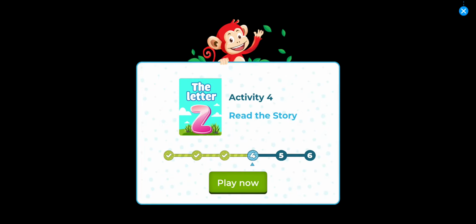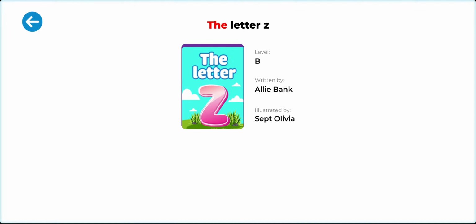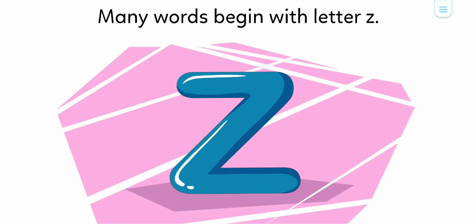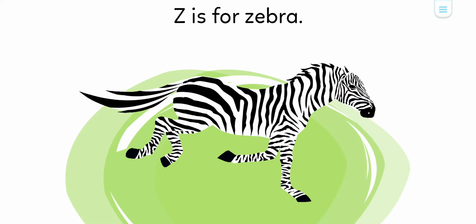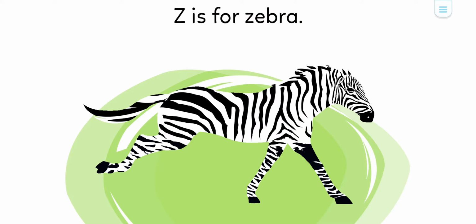Activity 4. Read the story. The letter Z. Written by Ali Bank. Illustrated by Sept Olivia. Many words begin with letter Z. Z is for zebra.